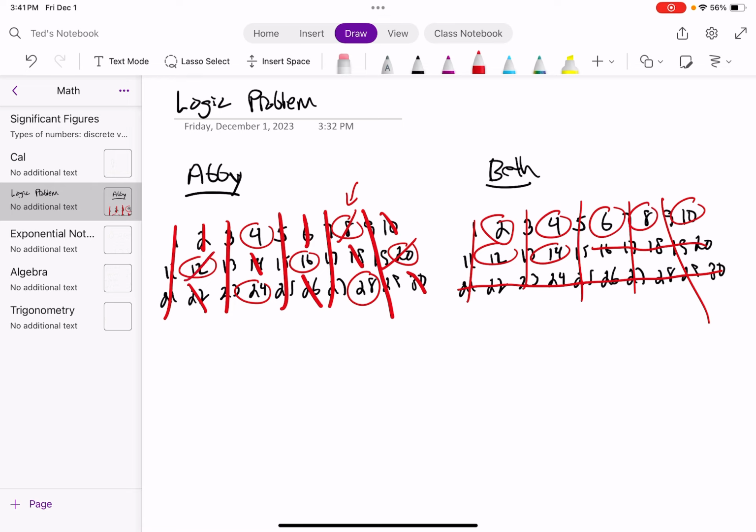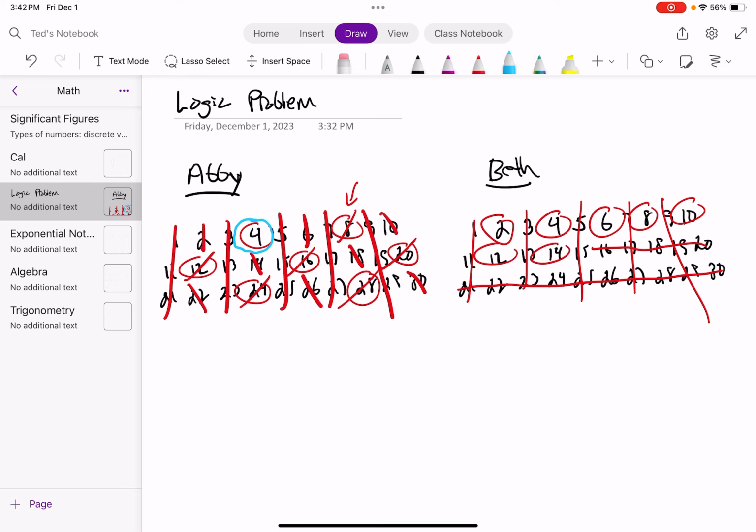If Abby's number was 12, she would say no. If it was 16, she would say no. If it was 24, she would say no. If it was 28, she would say no. If her number's 4, she says, "I don't know." Because if Beth's number is 10, then Abby's number is not half of Beth's number. But if Beth's number is 8, then Abby's number is half of Beth's number. So if Abby has number 4, she can honestly say, "I don't know if my number is half yours or not."